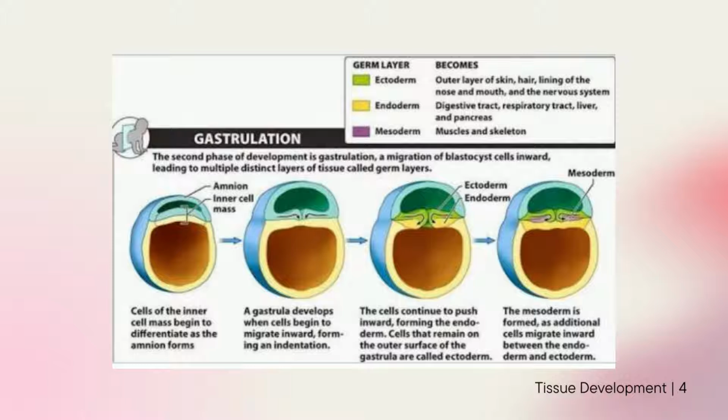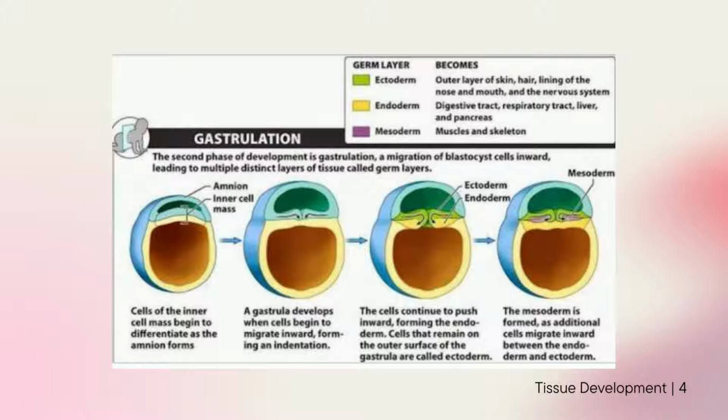To expound more on gastrulation, it is the second phase of development. It is the migration of blastocyst cells inward, leading to multiple distinct layers of tissues called germ layers. So the blastocyst cells migrate inward, leading to multiple distinct layers to form. And these are the steps, so you can read them, but we will not talk about it further.